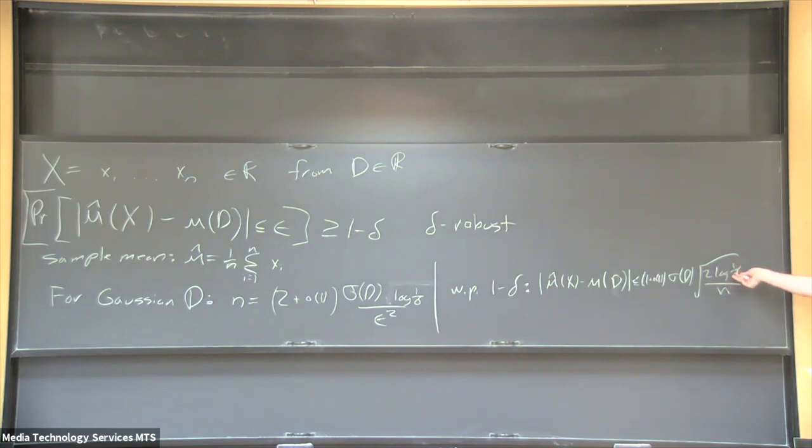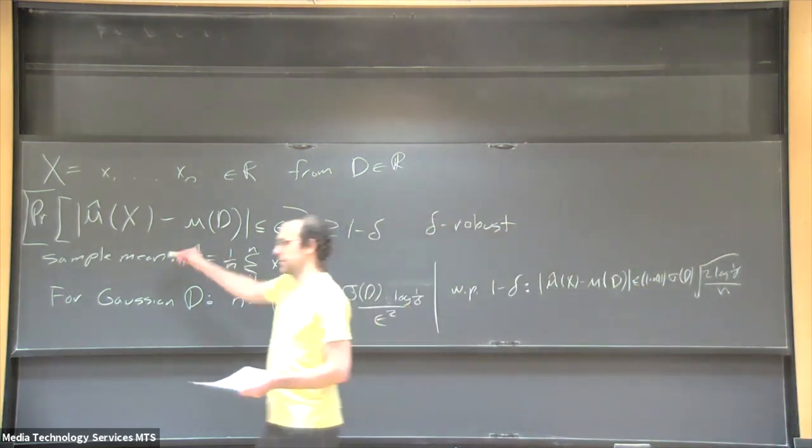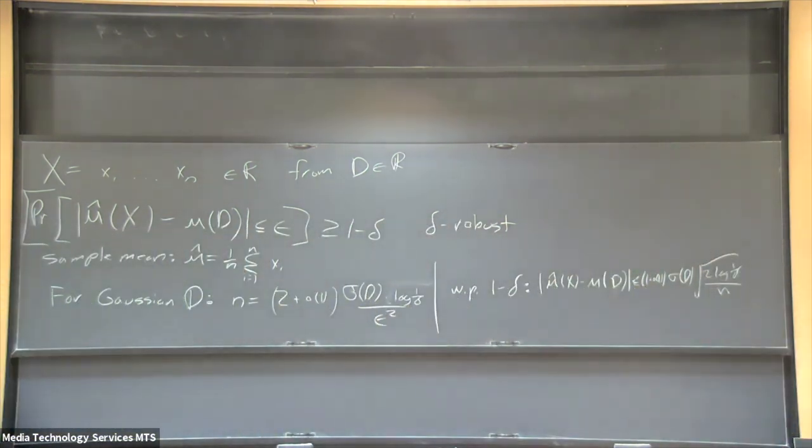N, delta, and the variance all show up and nothing else really shows up. There's a 2. So again, this is the sample mean. Now n and delta are fixed, and this gives you the estimate of epsilon. Yes. So that value comes from this expression?